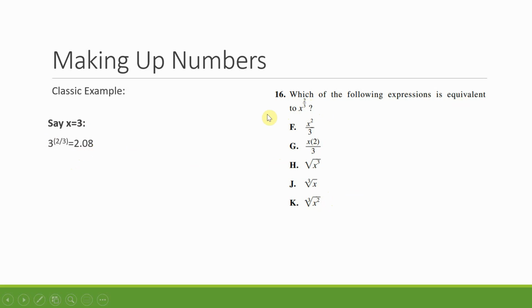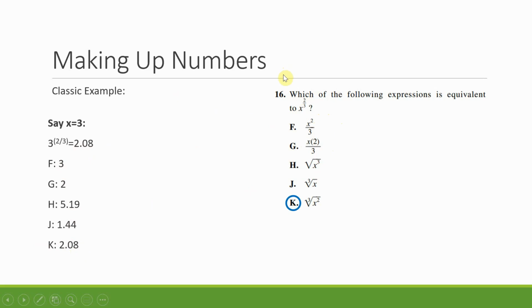2.08. Okay, now I'm going to go and put 3 in for each of these, and I'll go ahead and do the math for you. Here's what you get. So 3 squared over 3 gives me 3. For g, 3 times 2 over 3 gives me 2, and so on. And if you look at these, they all give me different things until you get to k, which gives me 2.08. That's the same thing that this gave me, which I'm trying to be equivalent to. So this and this are equivalent, it's k. So I didn't have to know how to do the math they were testing.